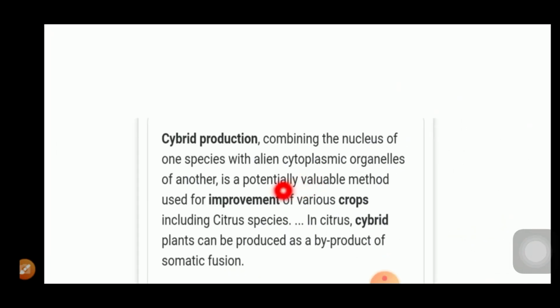So basically this protoplast fusion, somatic hybridization or cybridization aims at the improvement of various crop plants including citrus species, brinjal species, Nicotiana species, petunia species, Brassica species. So all the plants which I told are good examples of cybrid production or somatic hybridization.